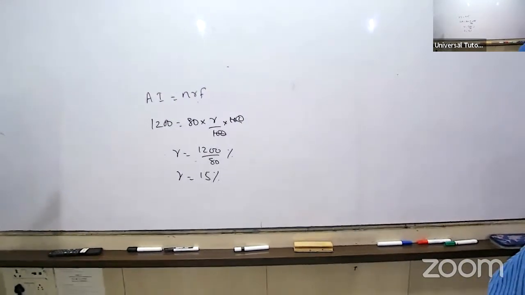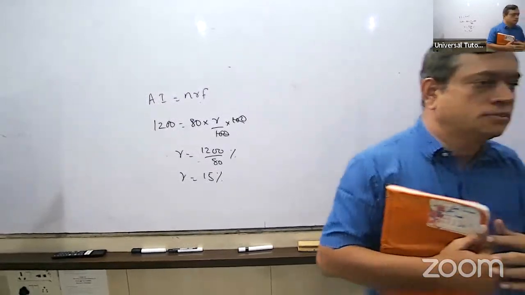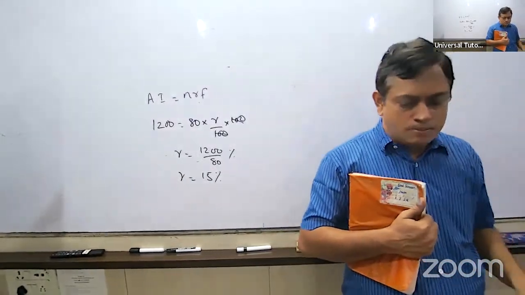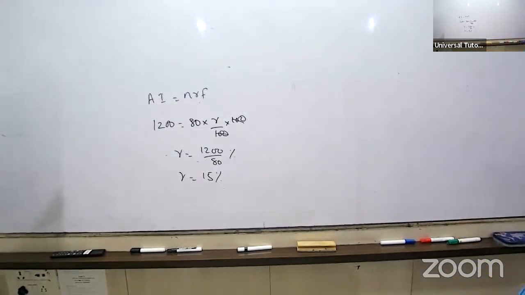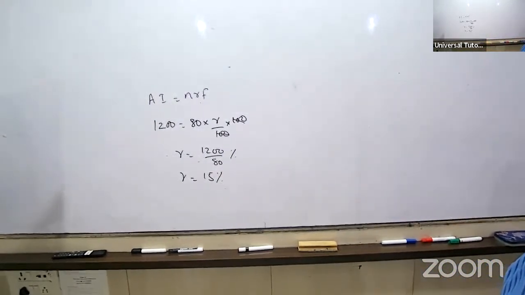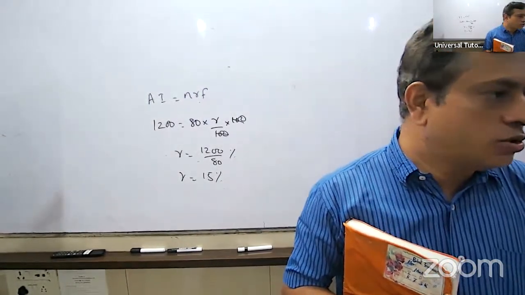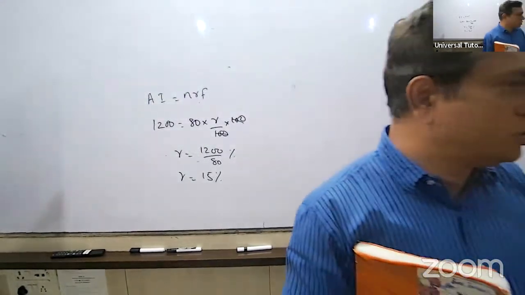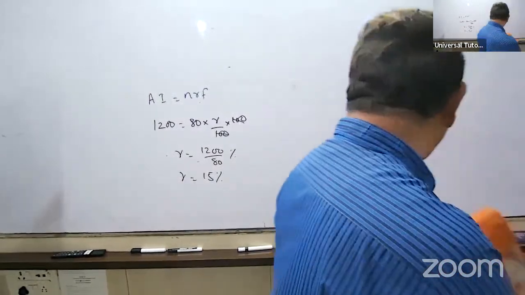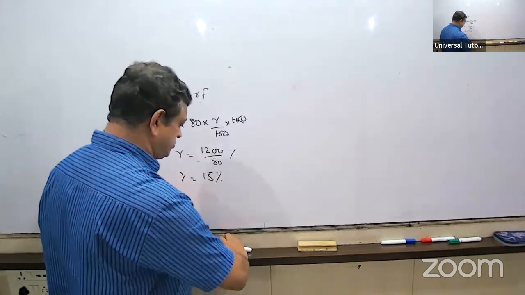Rudra, got the answer? Did you all get the answer? Listen. Number of shares of the company: 4,000. Face value 110. Rate of dividend 15%.